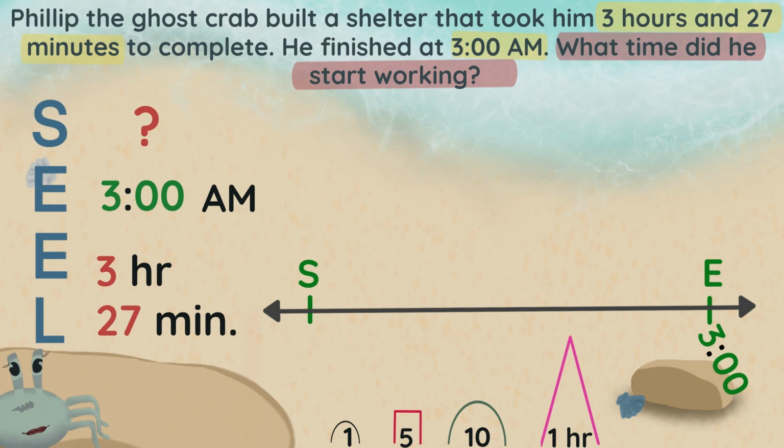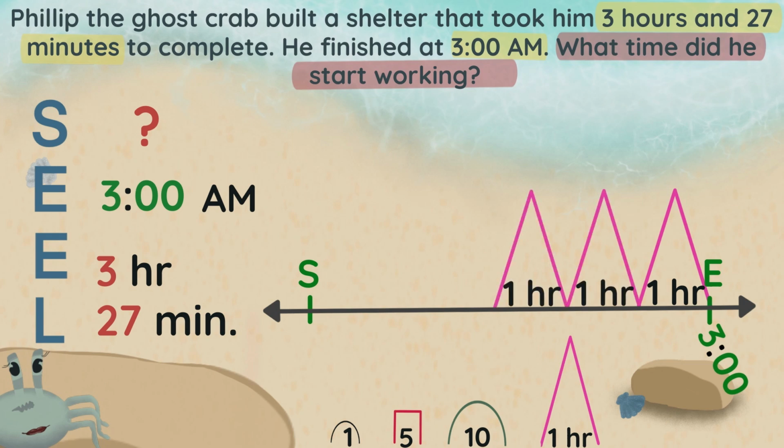We need to hop back 3 hours and 27 minutes. Let's start by drawing 3 hours and 27 minutes using our mountains, hills, rocks, and pebbles. 1, 2, 3 hours, 10, 20, 25, 26, 27 minutes. Notice I hopped back toward the start of the number line. Now that I have the elapsed time labeled, we can subtract.